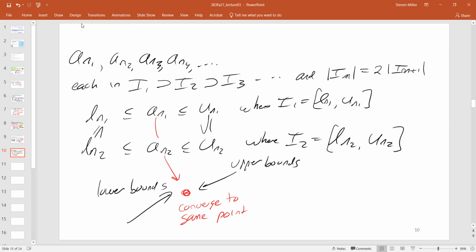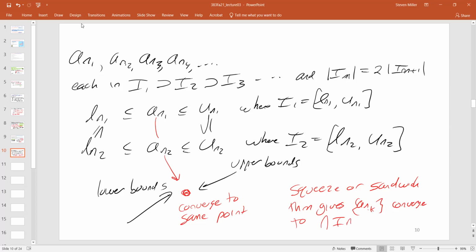The squeeze theorem, or the sandwich theorem. So the squeeze or sandwich theorem gives that the a_{nk} converge to the intersection of the I_k's, which is just a unique point. I'll call it x star.